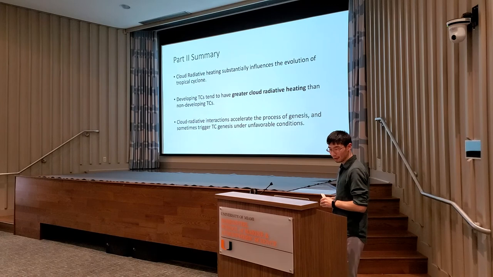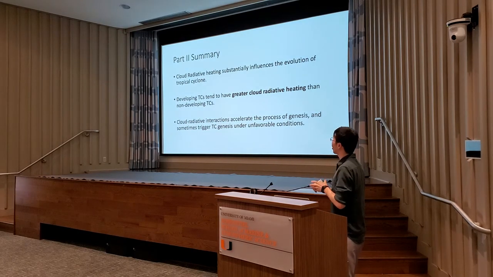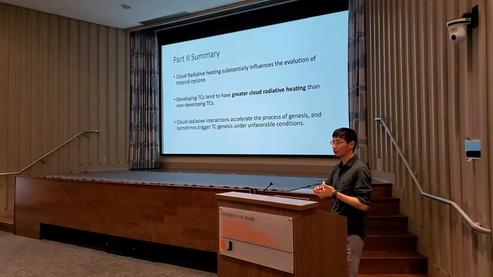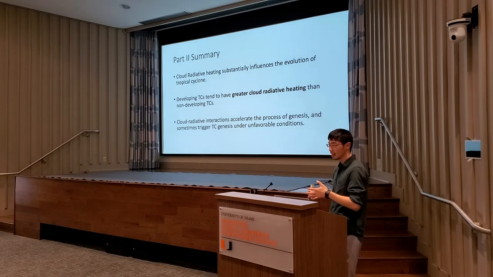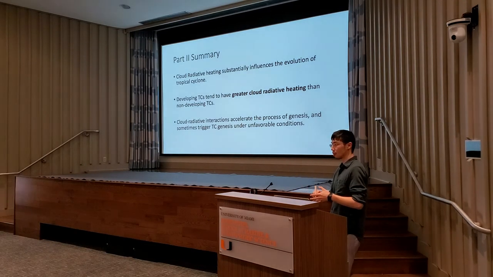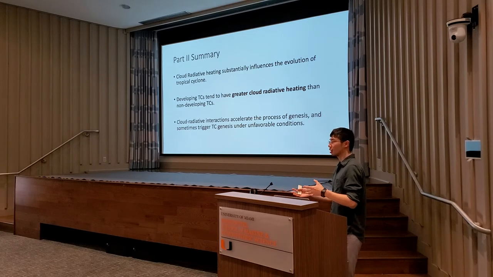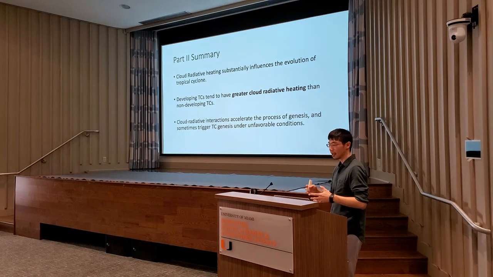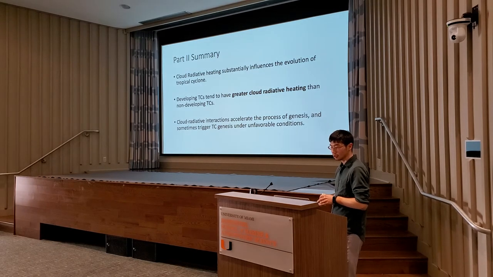So for part two, we use the perspective of radiative heating to see how cloud and radiation interactions influence the TC evolution. Here we know that cloud-radiative heating substantially influences the evolution of tropical cyclones. Developing tropical cyclones, or tropical disturbances that genesis, typically tend to have a greater amount of cloud-radiative heating than non-developing ones. And cloud-radiative interactions accelerate the process of genesis, and sometimes can even trigger TC genesis under unfavorable conditions.